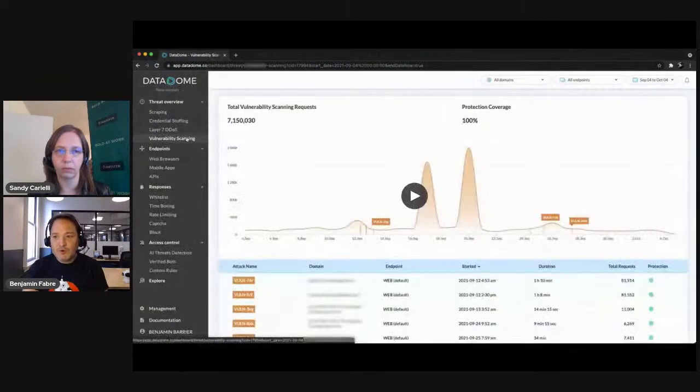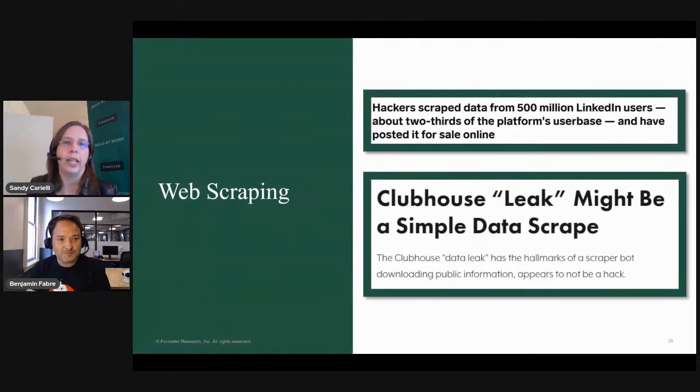So let's move on to the second threat today: web scraping. Web scraping is really kind of what it sounds like. It's using bots to quickly scrape a massive amount of data from a site or an application. And the range of data that could be scraped is all over the place.